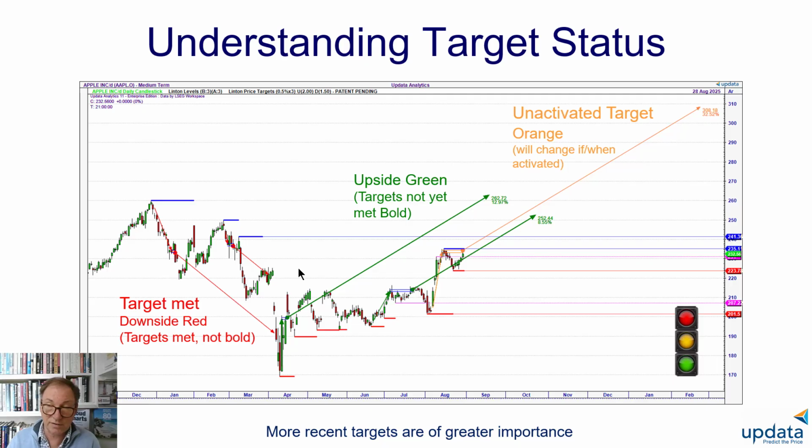You can change the colors if you wish, but most people really understand the concept of red, green, and orange. If we go higher above this point and activate this target, it will turn green.